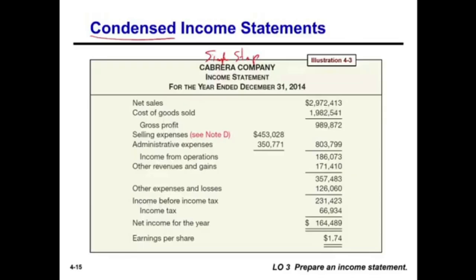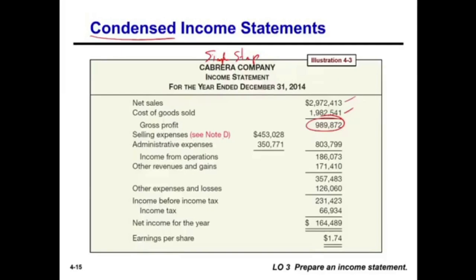Condensed, or no, not single step. This is called the condensed income statement. Basically, we condense everything. You want to call it single step, that's fine, but it's condensed. So basically, we'll take net sales minus cost of goods sold, which gives us gross profit. Then selling expenses.